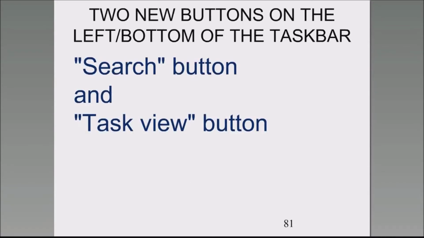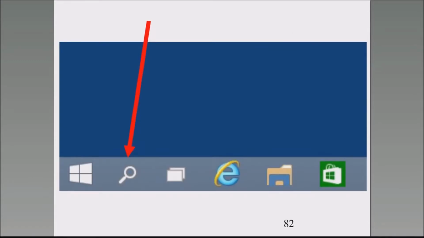There are two new buttons on the left of your taskbar inside your desktop: the search button and the task view button. The search button looks like a magnifying glass, and it lets you search the whole world, including just your computer, or the entire web of the internet. So that's a global search.